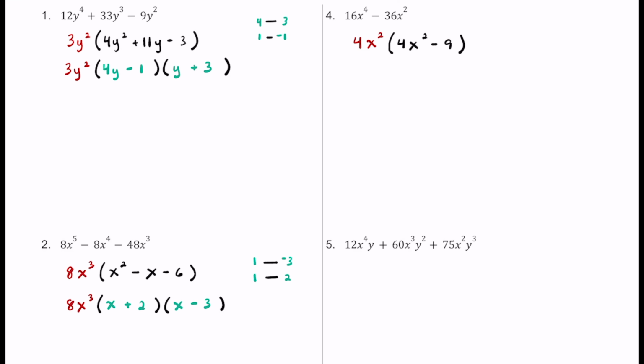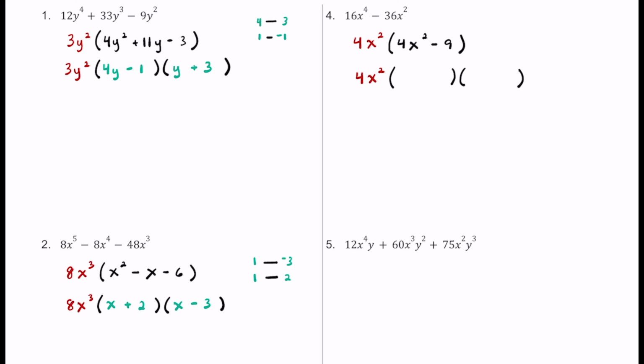So this 4x squared is now done in front, but inside here you want to recognize what pattern this is, and this is a difference of squares pattern, right? 4x squared is a perfect square and 9 is a perfect square. So this is a classic difference of squares pattern. We're going to keep that monomial out in front here, and remember that a difference of squares always factors out as the sum of their square roots and then the difference of their square roots.